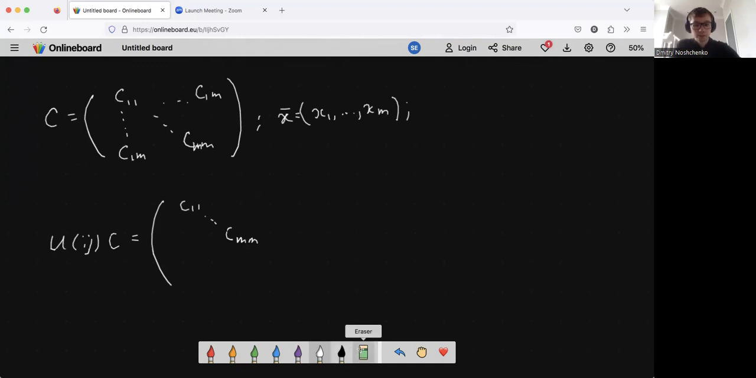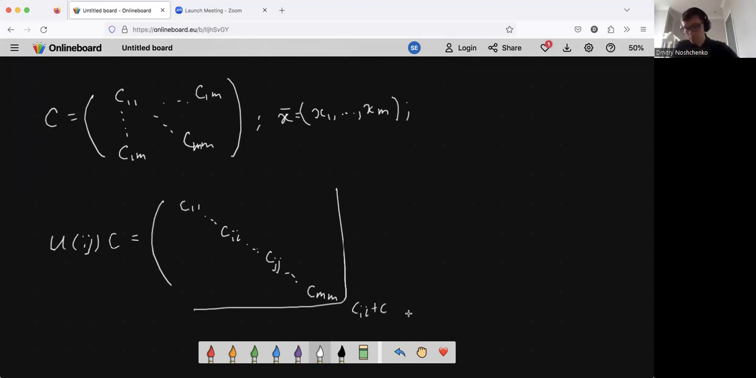Then CMM, but here, and then okay, I need some still more space. So we select some Cii, and here we have Cjj, and here we have CMM, and here we have an additional node which we append. So this was like the matrix of the previous size, and the extra node that we add here would have Cii plus Cjj plus 2Cij minus 1.